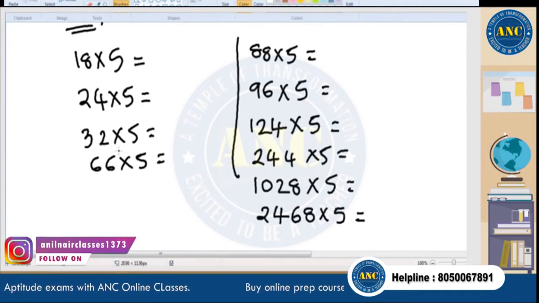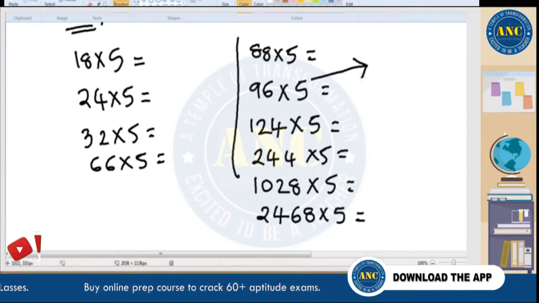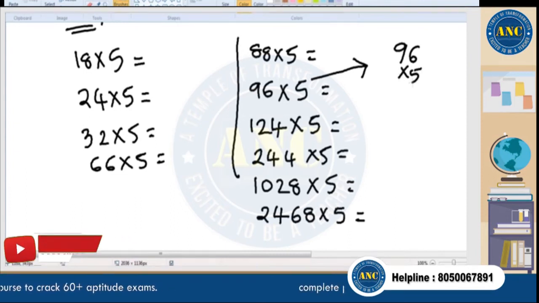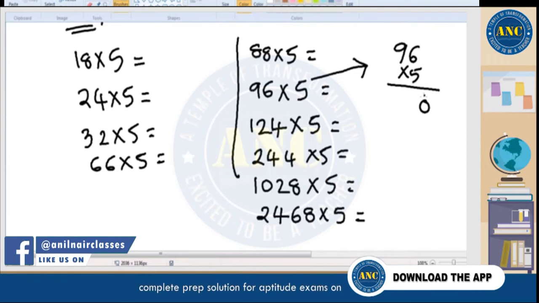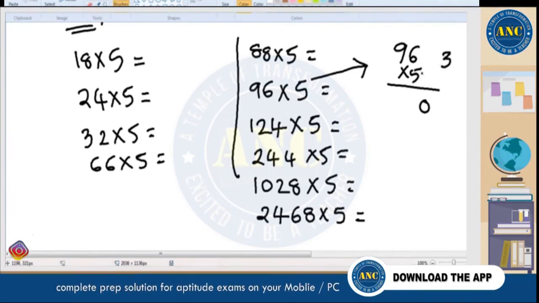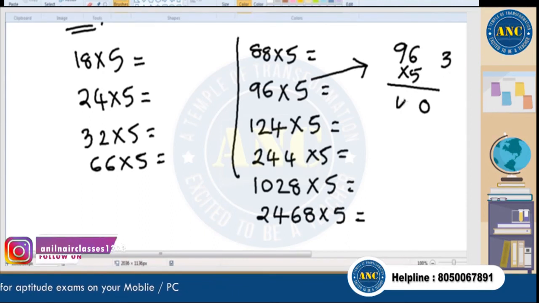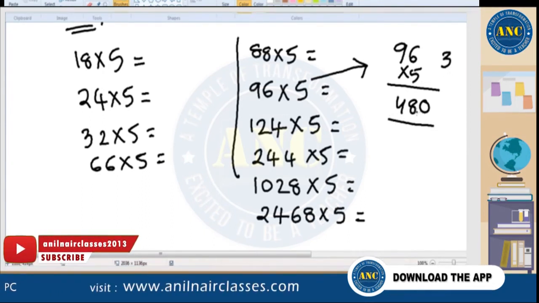How to answer the questions. Generally, suppose I'm taking this example: 96 into 5. A normal candidate can multiply it individually. 5 into 6, 30. 0, carries 3. 5 nines are 45. 45 plus 3, 48. He can give the answer as 48. But here a lot of time is getting wasted, sir. This is the general method.